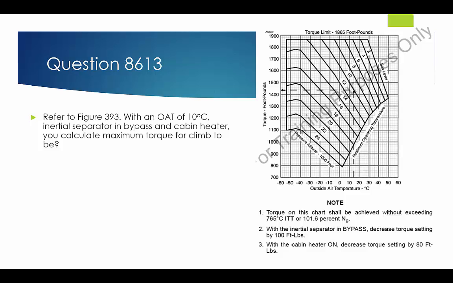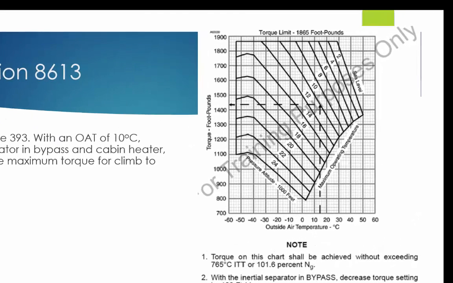Moving on to this question, 8613. On this one, we're talking about a maximum torque for climb that we are supposed to calculate. So, an outside air temperature is given to us of 10 degrees Celsius. The inertial separator is in bypass, and the cabin heater, it actually does not say if the cabin heater is on or off, but since it just says "and cabin heater," we are going to assume that it is on, and they want us to calculate the maximum torque for the climb.